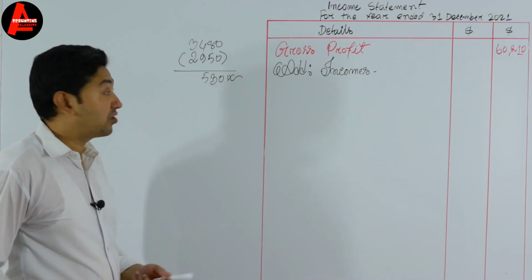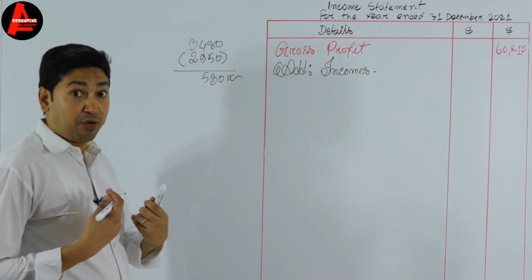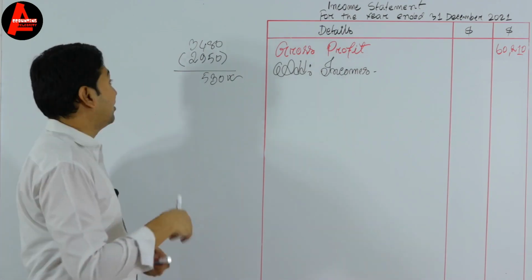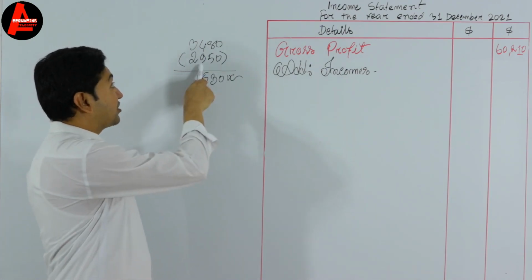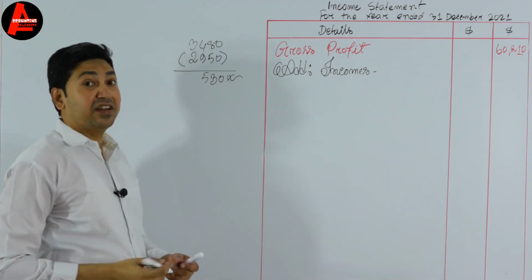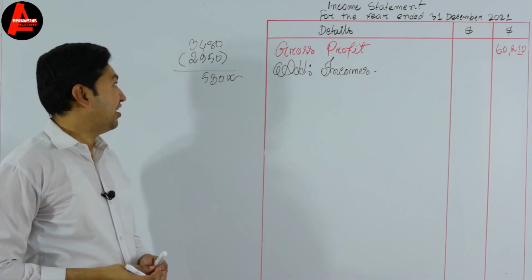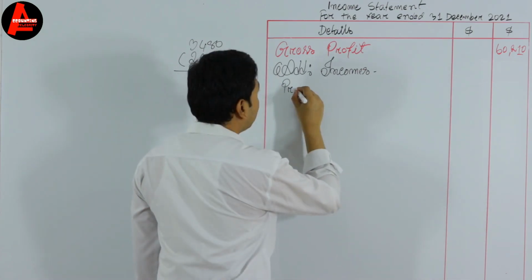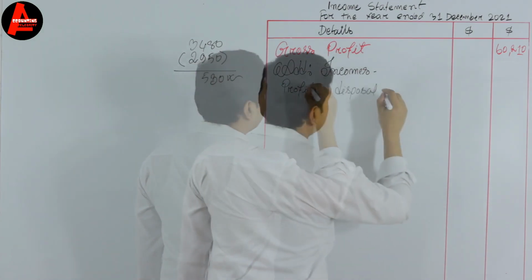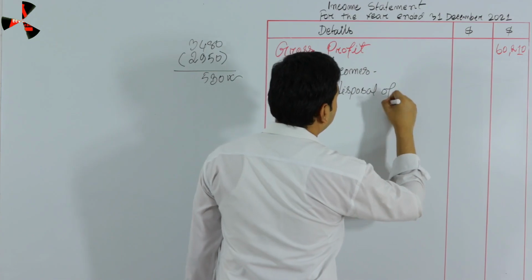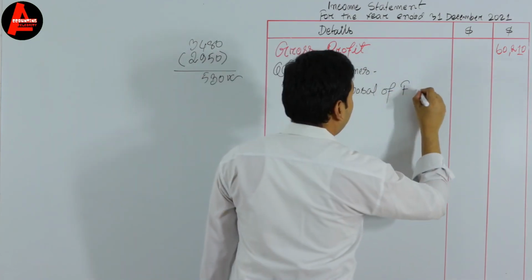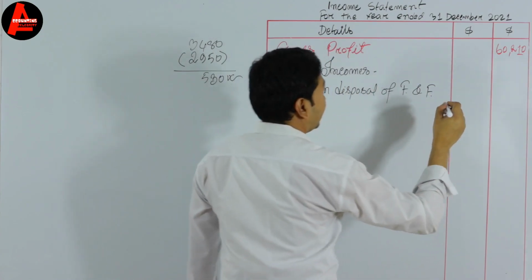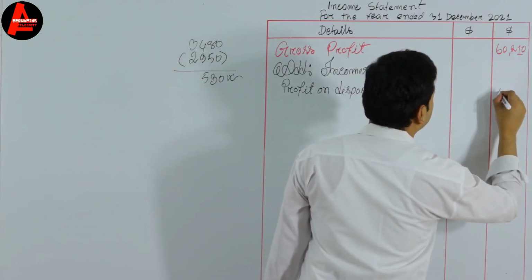How do we understand this? This is the cost price of the disposed asset and this is the selling price of the disposed asset. So that means this asset was sold at $3,480, okay? So we will write here profit on disposal of furniture and fittings, okay? So we get here profit $530.